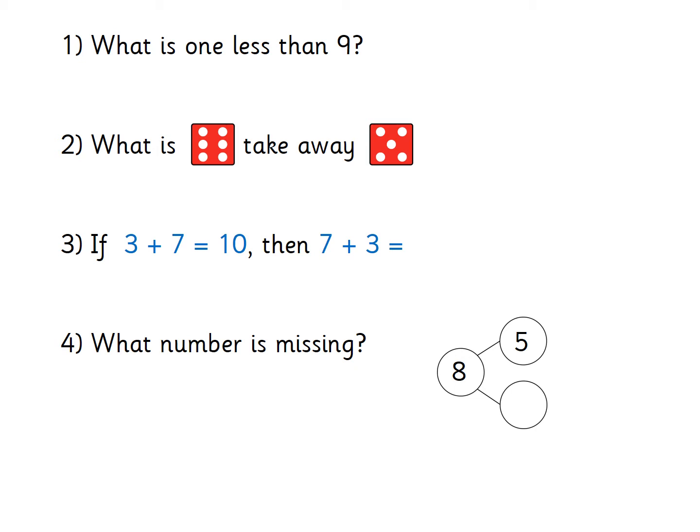Number 2. How many dots on the dice? 6. Well done. So what is 6 take away 5? If you show me 6 fingers and you take 5 away, how many have you got left? Work it out with your adult.